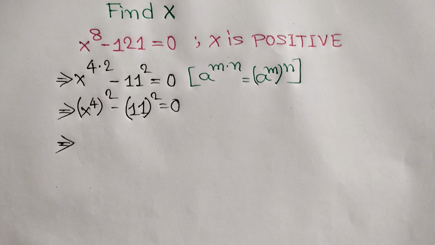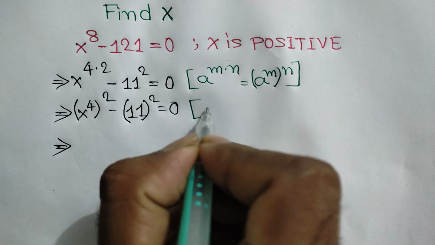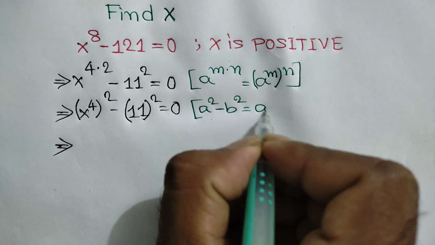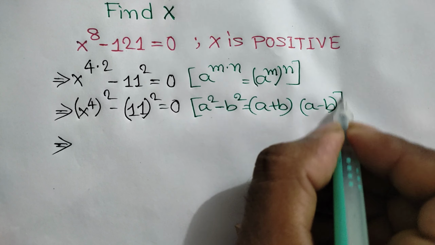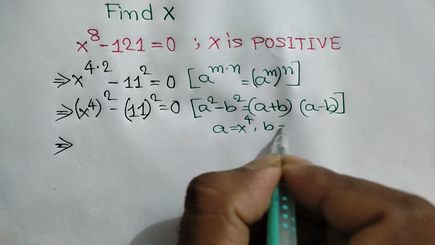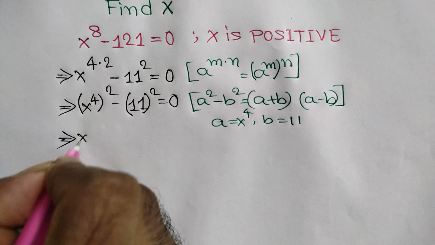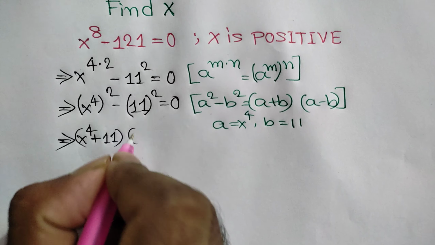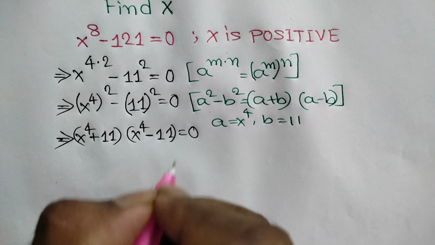Again we know another algebraic formula: a square minus b square is equal to a plus b times a minus b. Here a is equal to x to the power 4 and b is equal to 11. Now apply this formula. Here we can write x to the power 4 plus 11 times x to the power 4 minus 11 is equal to 0.